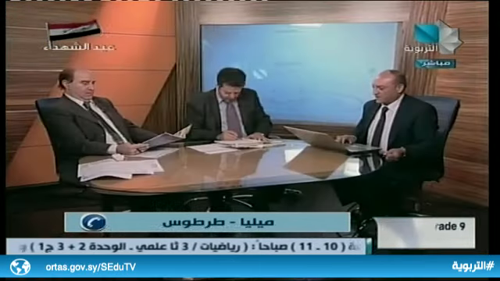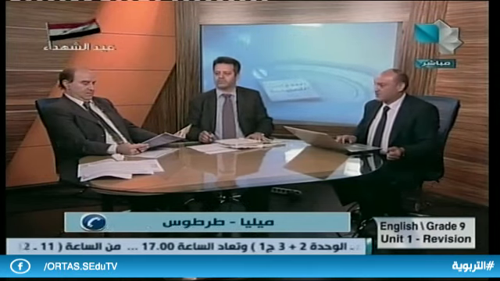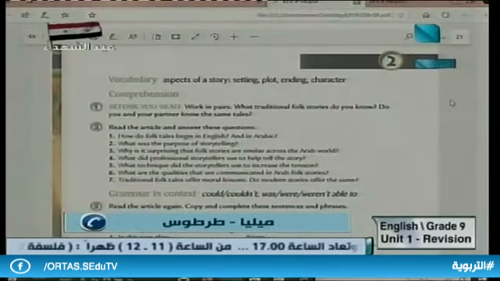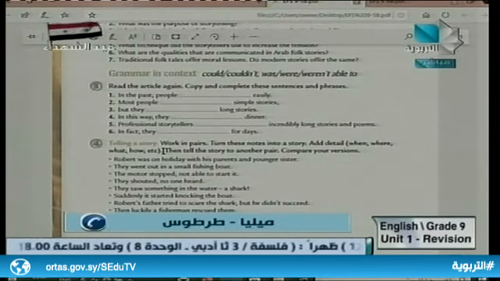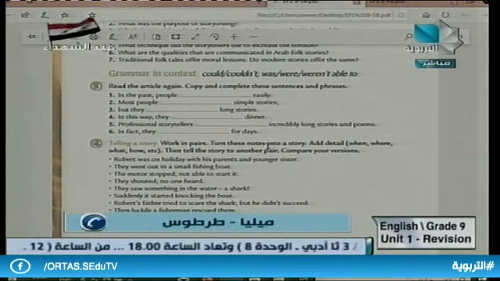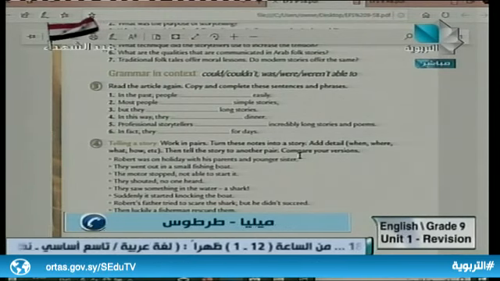Okay, page 19. Here we are. We can use the laptop if you like. Exercise 4. Here we are telling a story. Turn these notes into a story. Add detail. Depending on the sentence, you have to use when, where, what, or how.